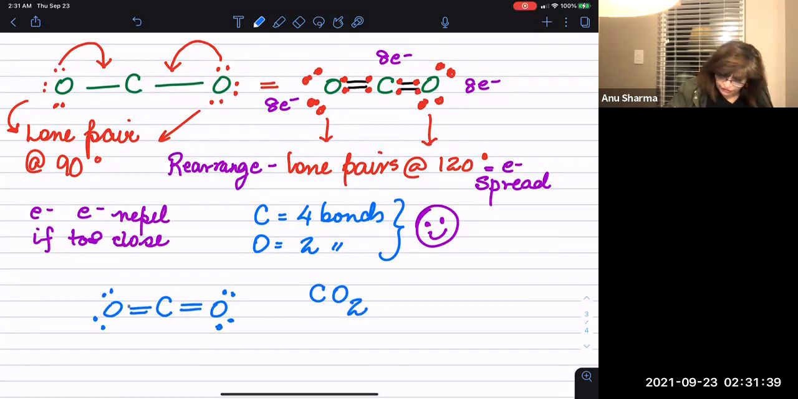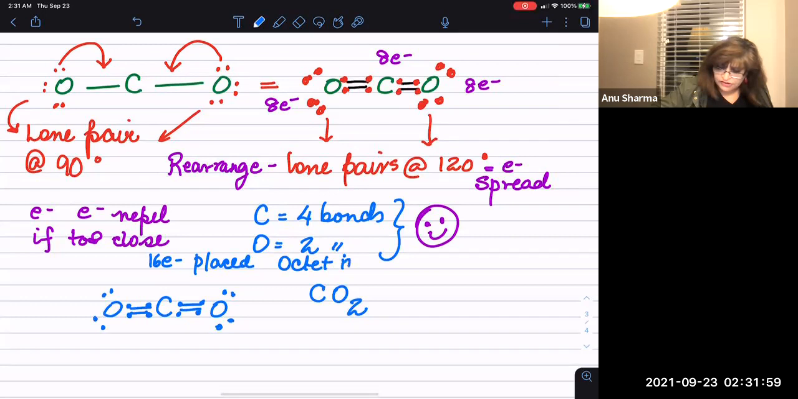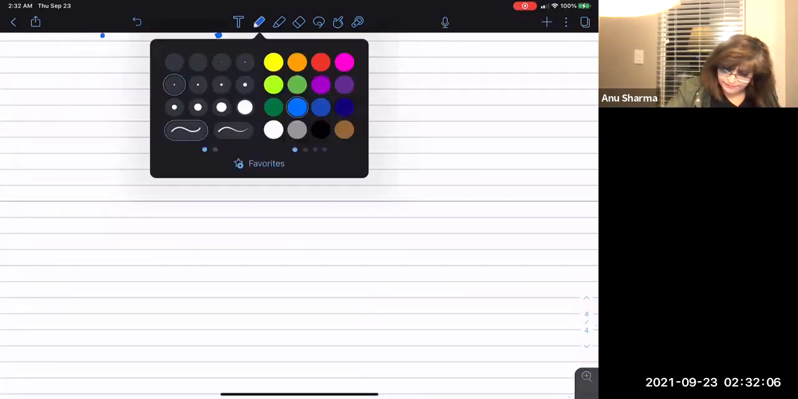And if you count also, 1, 2, 3, 4, 5, 6, 7, 8, 9, 10, 11, 12, 13, 14, 15, 16. All the 16 electrons got placed, and the octet of each is met also. Okay, so that's what it is. Now let's look at the shape. So for the shape, you are going to look at the table.